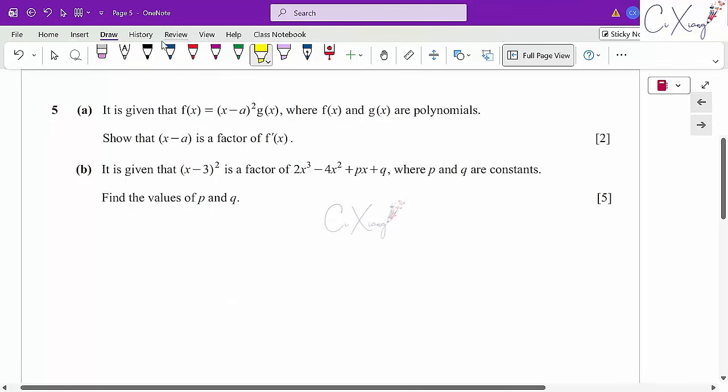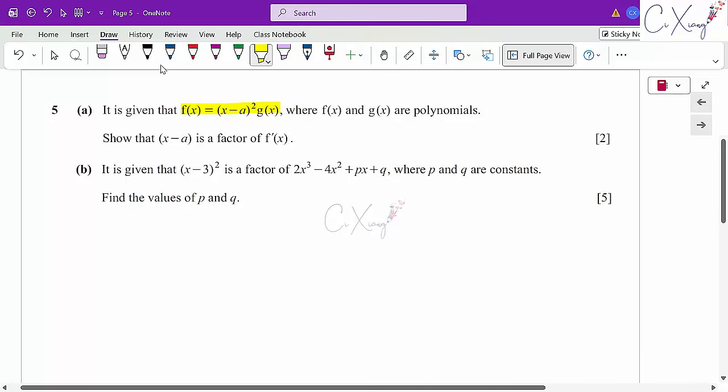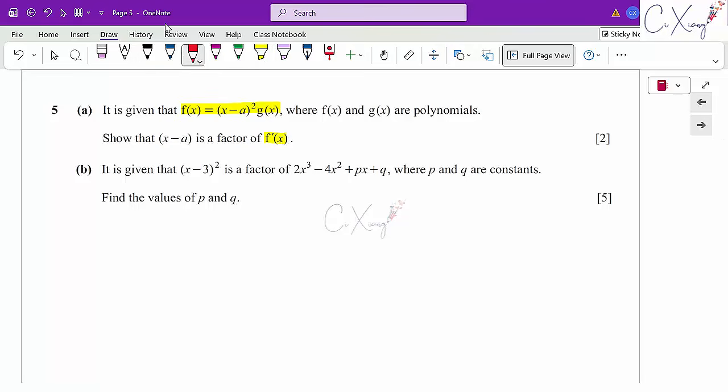Alright, so question number 5. It is given that I'm having a function f of x, where f and g are polynomials. Show that x minus a is a factor of f prime x. Okay, so first of all, since they want us to show that x minus a is a factor of f prime x, let us try to find out f prime x first. Okay, so this is my original equation for the function f.